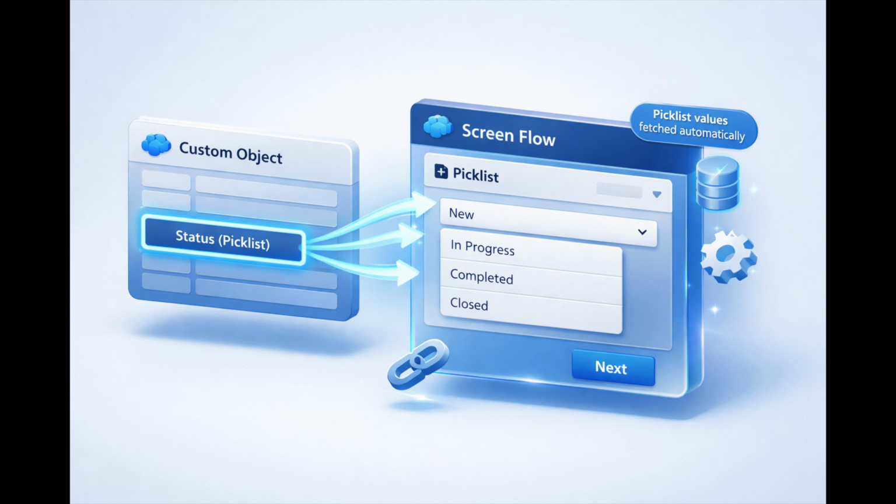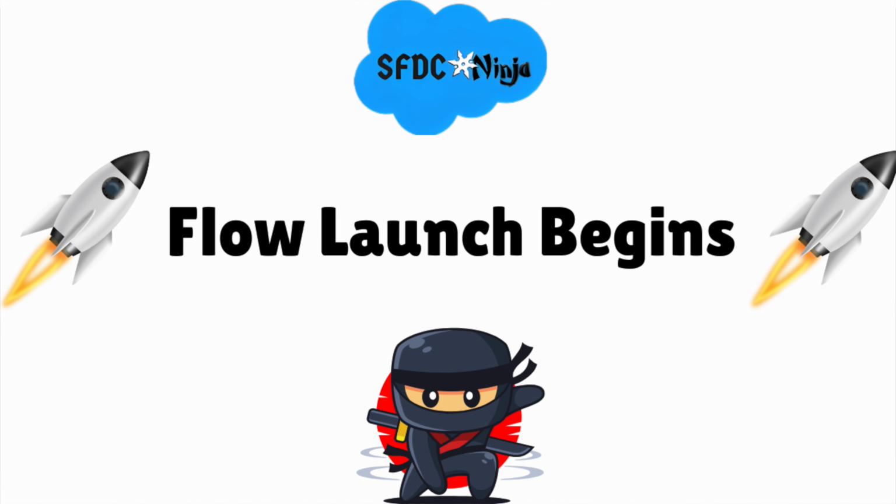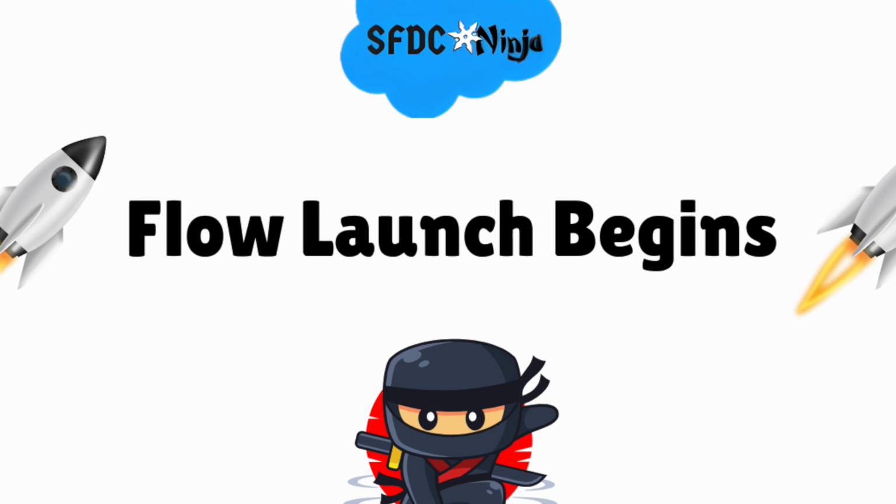In this scenario, we are going to understand how we can add a picklist field in Flow. For example, let's say we have an object that contains a picklist field. Now the requirement is to use that picklist field inside a screen flow so that all the picklist values should be displayed automatically in the Flow screen. This is the requirement. I hope it is clear to you. So without wasting any more time, let's start our work.